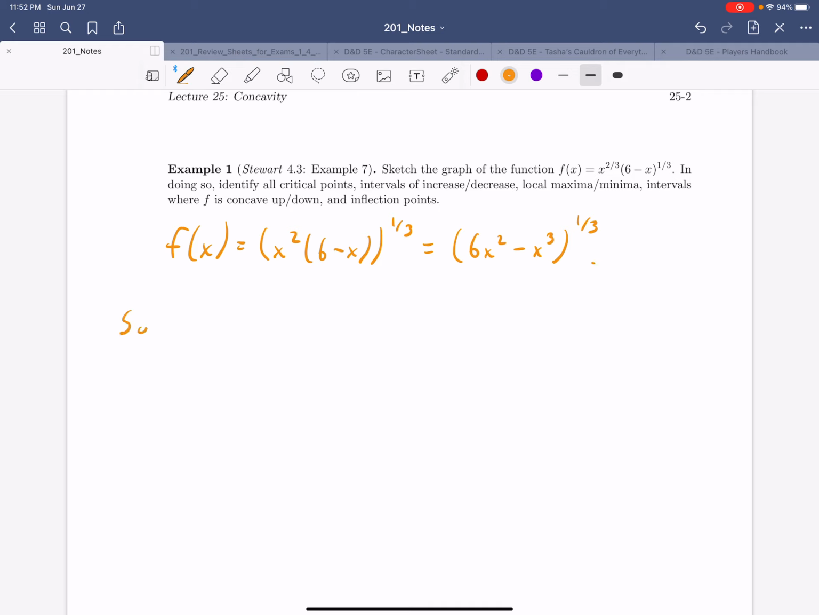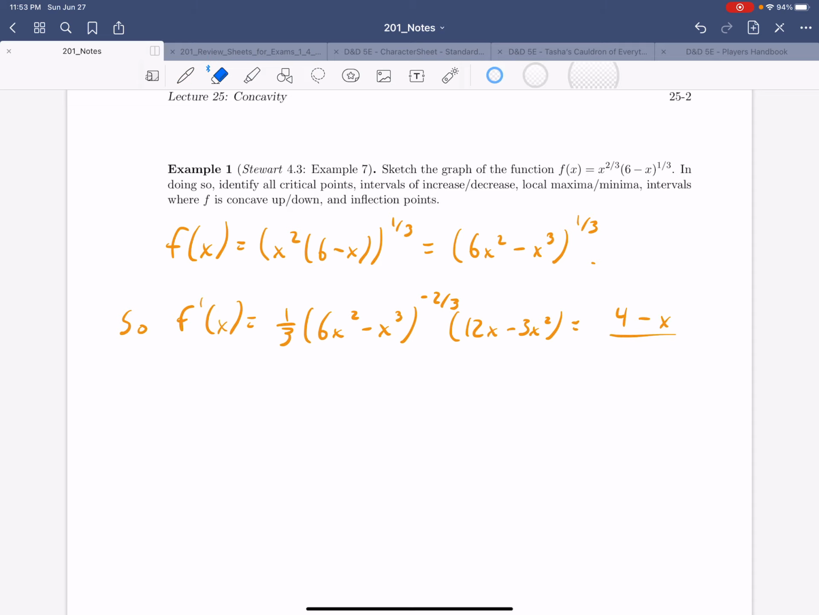So when we take the derivative, we're going to get 1/3 times 6x squared minus x cubed to the negative 2/3 times, because we're doing the chain rule, 12x minus 3x squared. But while it's good to be able to take this derivative, it's also important to be able to identify the zeros in the numerator, as well as the values that will give us 0 in the denominator, because that's not allowed.